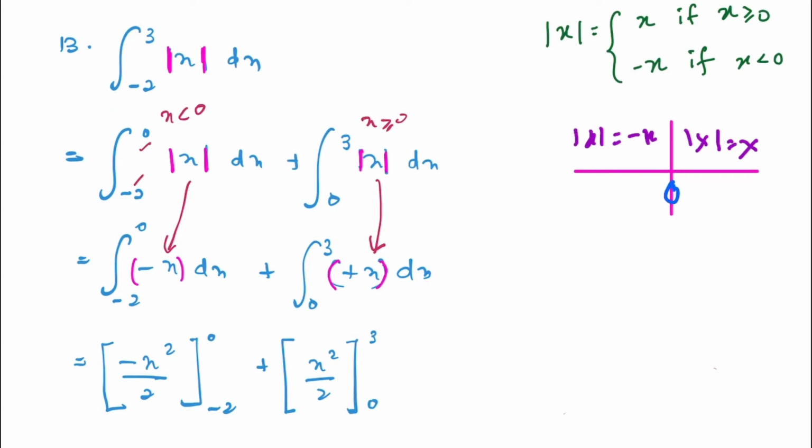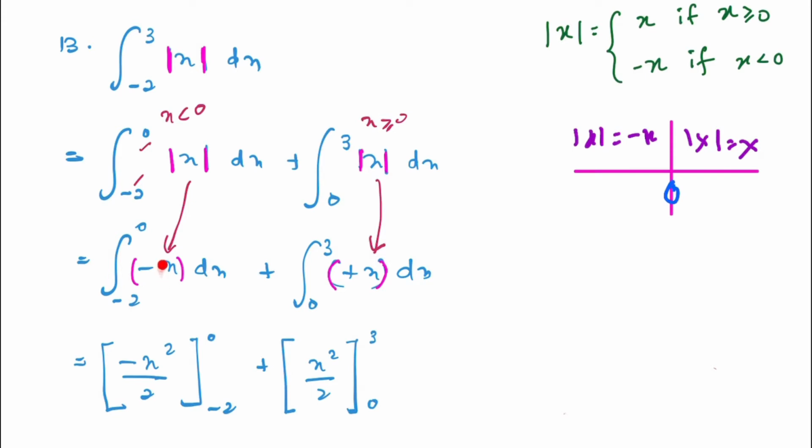So let's do this. -2 until 0, this is the absolute value of x dx, plus the positive side, from 0 until 3 for the absolute value of x dx. So let's open up our absolute value here. For x less than 0, we'll use negative x. And for x more than 0, we will use the absolute value of x as equal to positive x. So now we are ready to integrate.